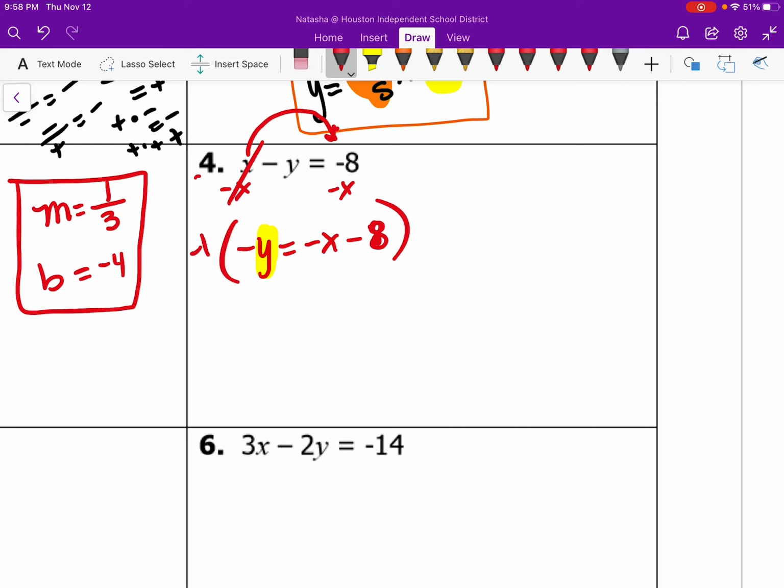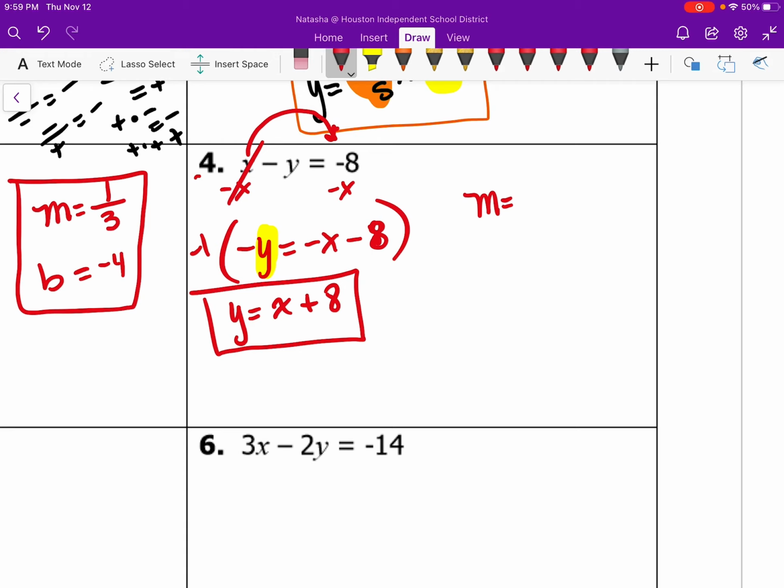So if I multiply by a negative 1, you can also divide by a negative 1, that's going to change all of my signs. So all I really need to remember is when I have a negative coefficient like that, I'm just going to flip all of my signs. So this is going to become y is equal to positive x and then positive 8. So we've now put it in slope-intercept form.